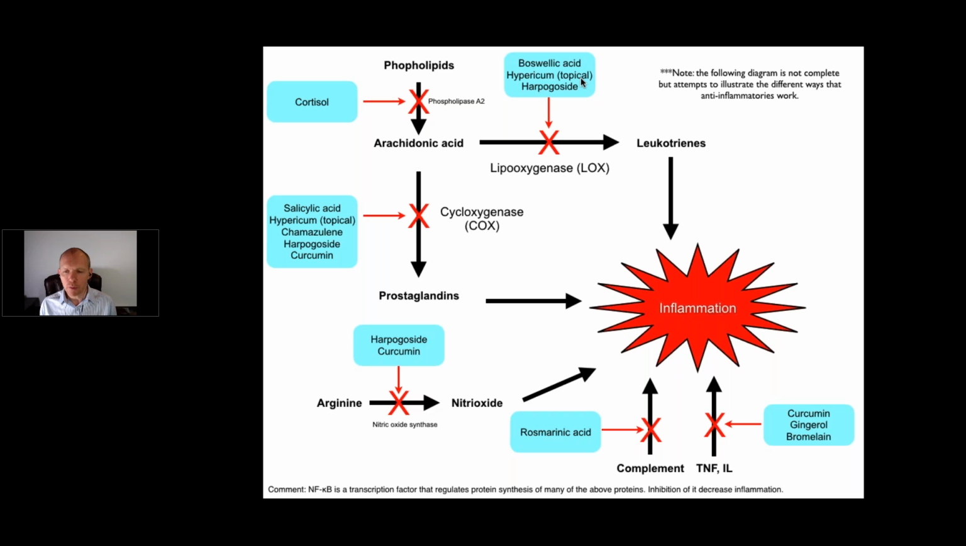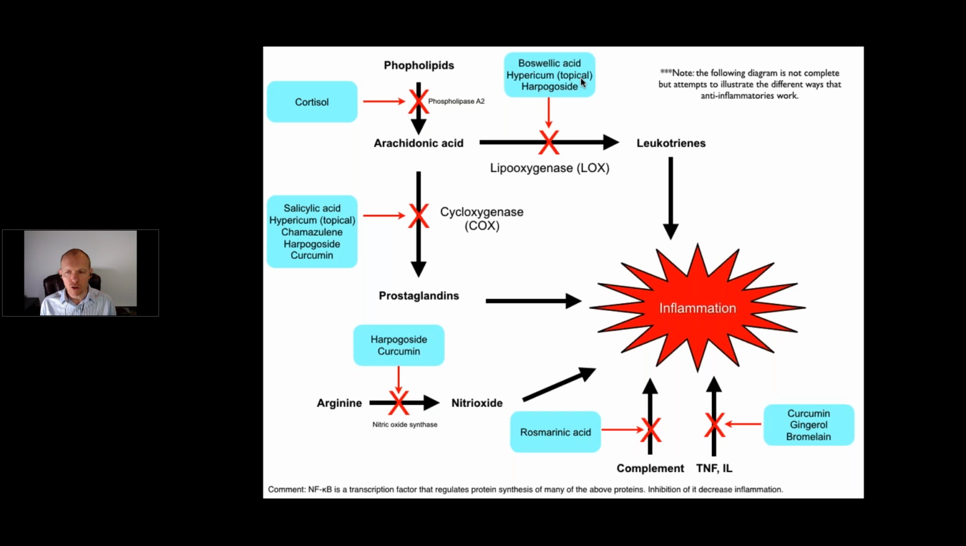Finally, complement, tumor necrosis factor, interleukin production. These can also be inhibited by things like rosmarinic acid. Also compounds in ginger like gingerol, bromelain, which is an enzyme found in pineapple, and then finally curcumin again targets this sort of process here.